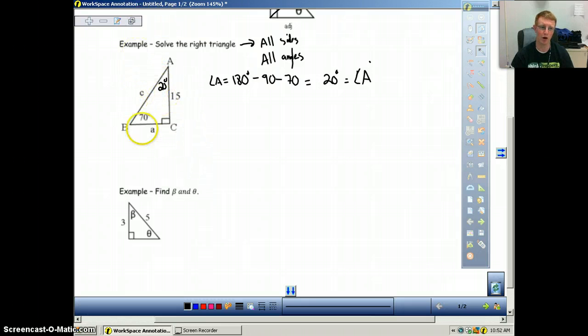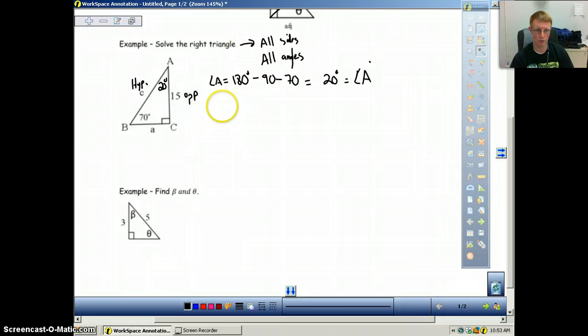Now we need to figure out what our missing sides are. So here's where we're going to use our ratios. Now, depending on which angle you want to use, it doesn't really matter. So first decide which angle you want to use. So if I'm going to use 70, then I need to figure out what A or C is. Remember, we can only do one at a time. So if we do one at a time, let's say we want to figure out what side C is first. That is our hypotenuse. This right here is our opposite.